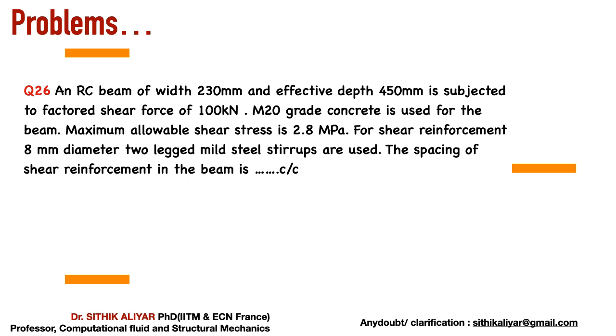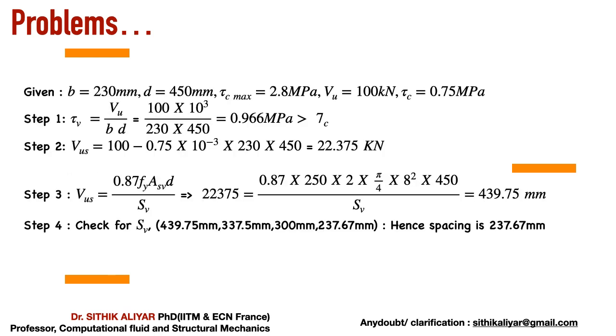In an RC beam of width 230 mm, same question, they have increased the shear force from 50 kN to 100 kN. Exactly the same question, but the shear force is increasing. If shear force is increasing, tau v value is increasing, and it will be more than tau c. Using the same formula, tau v has now increased to 0.96, and it is greater than tau c.